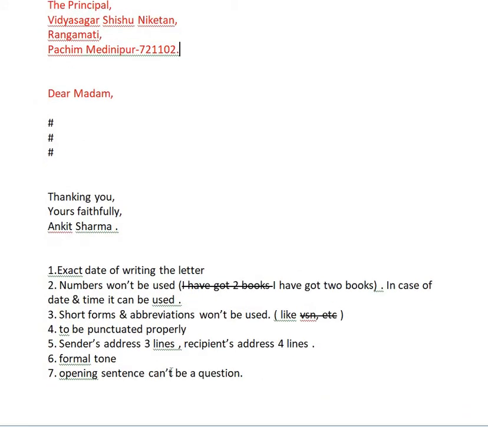And here the opening sentence cannot be a question. As you know, the opening sentence cannot be a question in both the letters. It can be a friendly letter, it can be a formal letter. But when you are writing an ICSE letter, the first sentence, the opening sentence in the introduction, will not be a question. That means it will not be an interrogative sentence. It will have to be a kind of an assertive sentence.